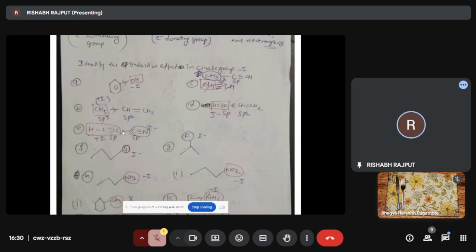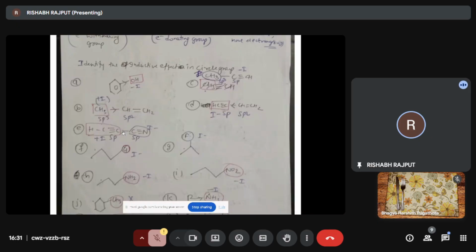Okay, guys, see here, between the carbon there is a triple bond. Here carbon and nitrogen have a triple bond. Both are sp hybridization. But what is the difference here? This carbon has nitrogen, so this nitrogen has more negative effect. So that is why this will become minus I. This will become plus I effect.